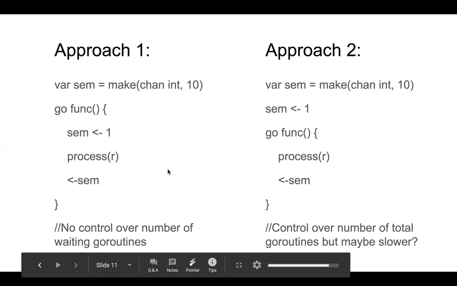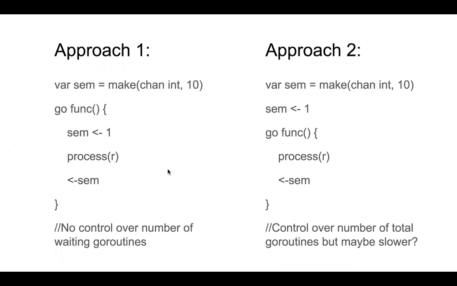So in the first approach, we don't actually have control over the number of waiting Go routines, because there could be a bunch of Go routines just waiting to execute and accumulating. And in the other approach, we have control over the total number of Go routines. In this instance, we used 10, so we know that we're not going to spawn more than 10 Go routines, but maybe this is actually slower. So let's find out.